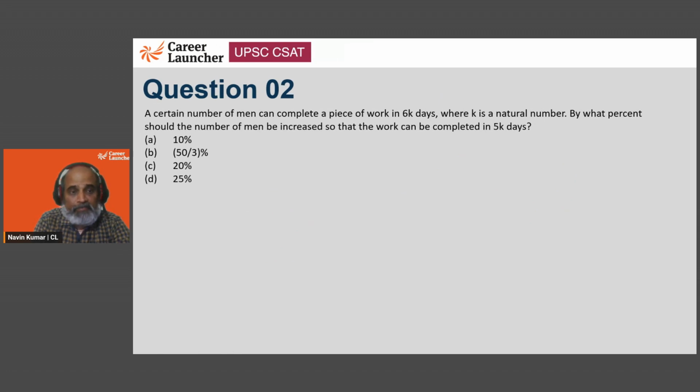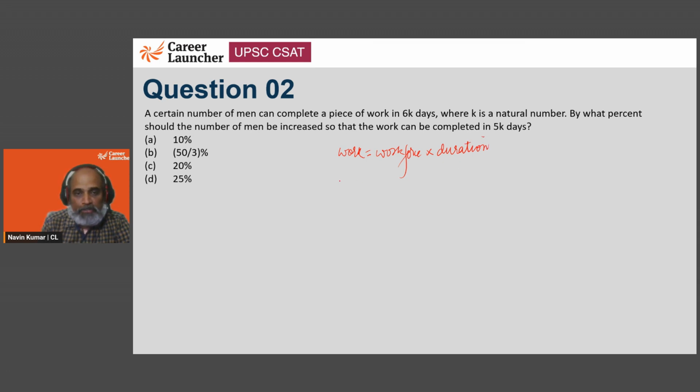Next. A certain number of men can complete a piece of work in 6k days, where k is a natural number. By what percent should the number of men be increased so that the work can be completed in 5k days? So this is a question from time and work, where work is given as workforce, as in how many people are working, into for how long they are working.